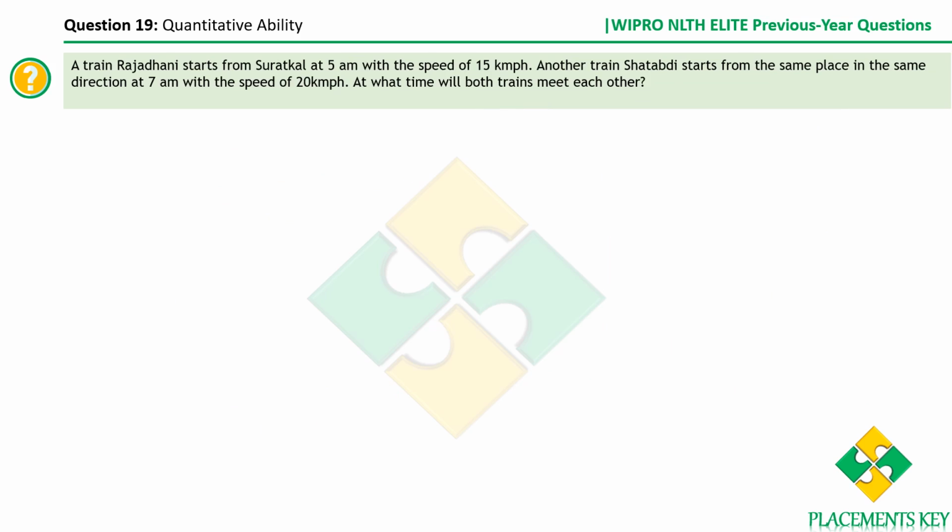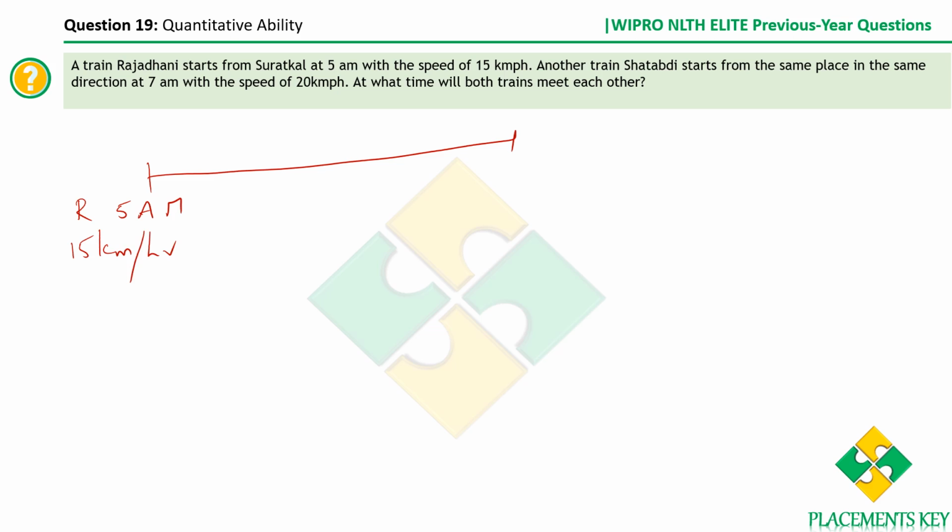A train Rajdhani starts from Suratkal at 5 a.m. with a speed of 15 kilometers per hour.